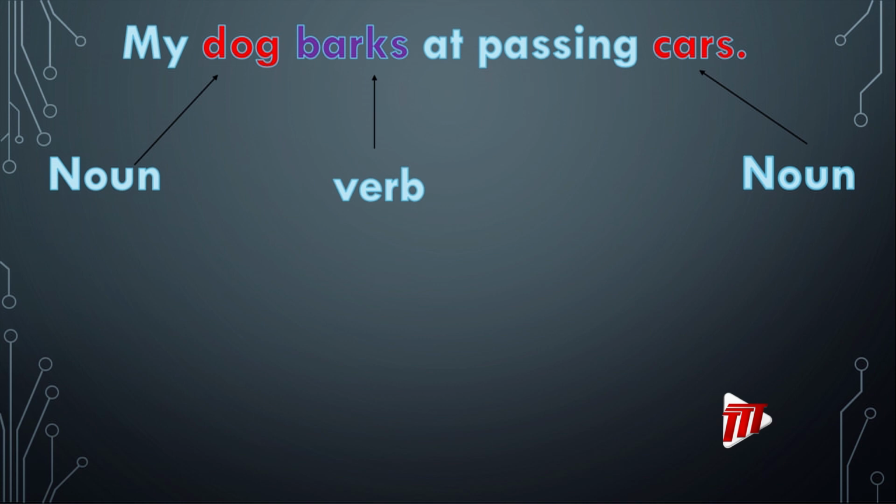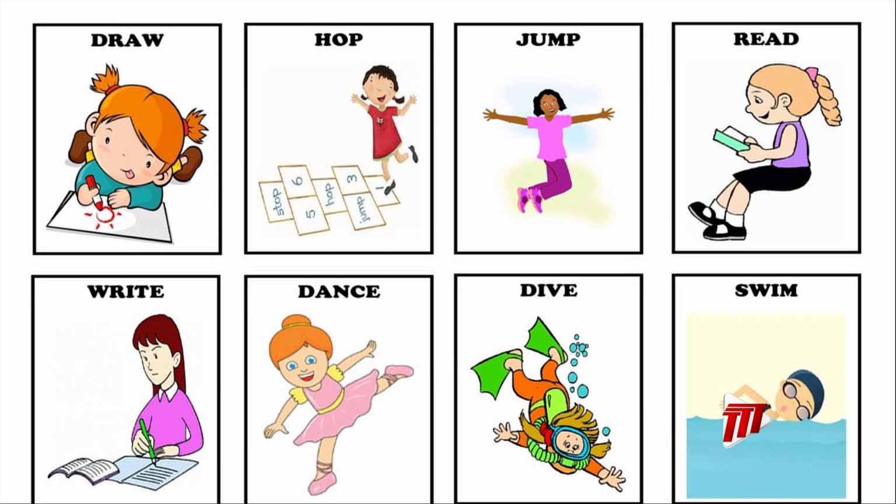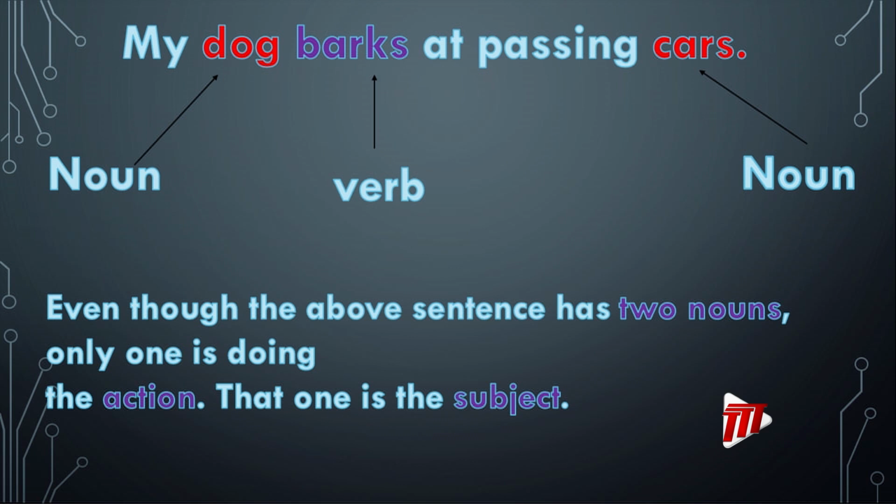Well, what you have to ask yourself is, in that sentence that I gave you there, who or what is doing the action? Is it the dog, which is one of your noun examples, or is it the car? And let's read it through again. My dog barks at passing cars. So who is doing the action there? If you can figure that out, then you can also figure out who the subject of the sentence is. And let's see what we have. Right. So as I said, it has two nouns, but only one is doing that verb, and that would be the subject. And here it would be the dog, because the dog is the one doing the barking.